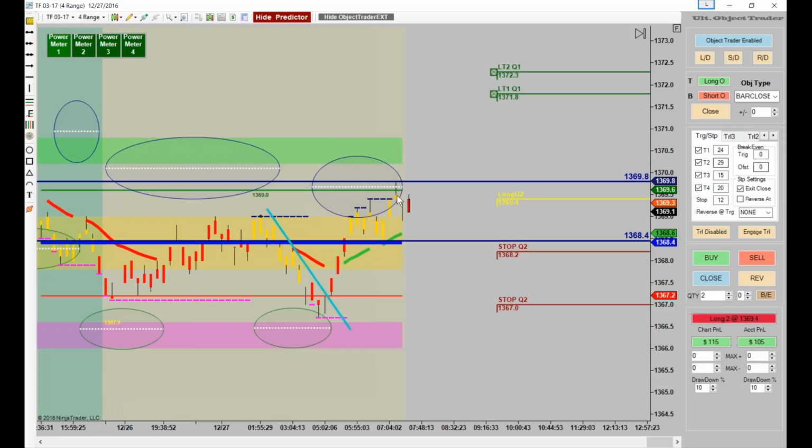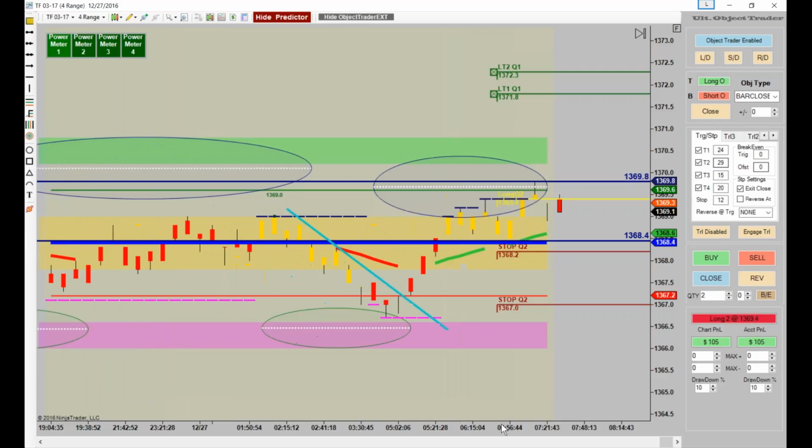See where it opened here, actually opened here, went down here, and then, well, take that back. It opened here, went up to here, and then closed here. That's what it did. Everybody see that?